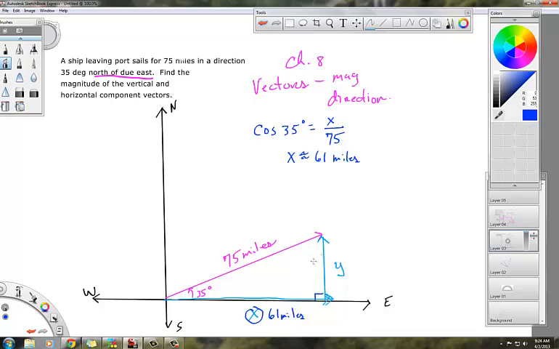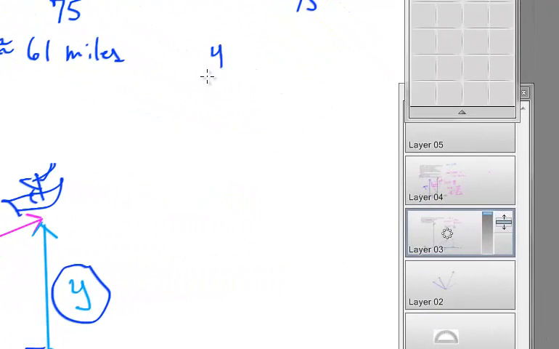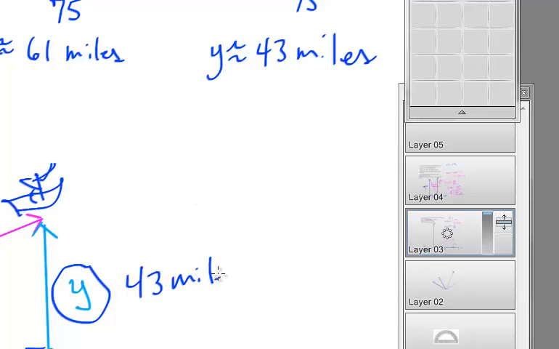Now, how far up did you go if you start here? This boat that came out of port starts here and ends up here. How far up did it go? Well, that's opposite side over hypotenuse, and that's the sine. So the sine of 35 degrees equals Y over 75. And I would multiply again. So 75 times the sine of 35 would equal around 43 miles. So this would be 43 miles.